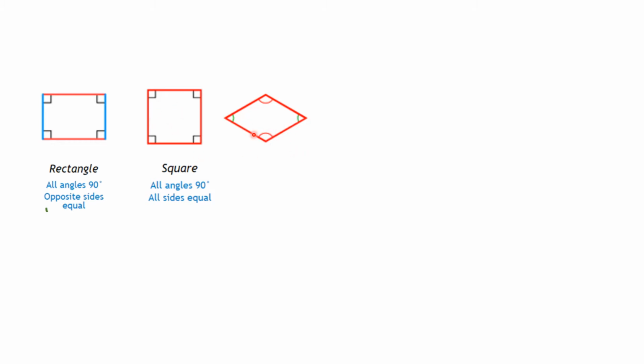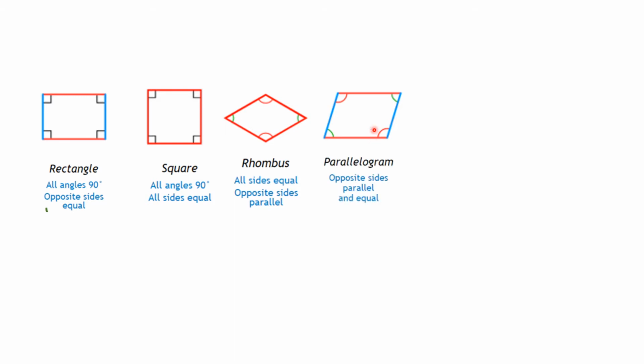Here also, all sides are equal. And opposite angles are also equal. Who is this? This is a rhombus. All sides equal. Opposite sides parallel. Here is a parallelogram in general. Both of its opposite sides are parallel and equal to each other. Here is a trapezium. One pair of opposite sides is parallel.